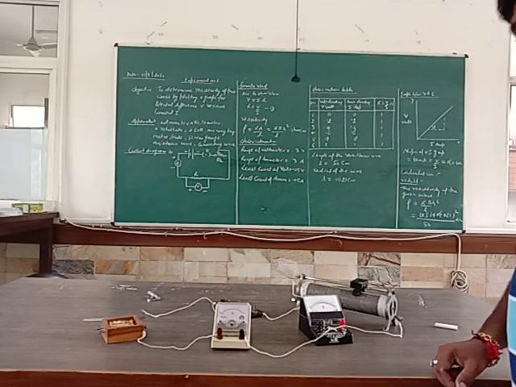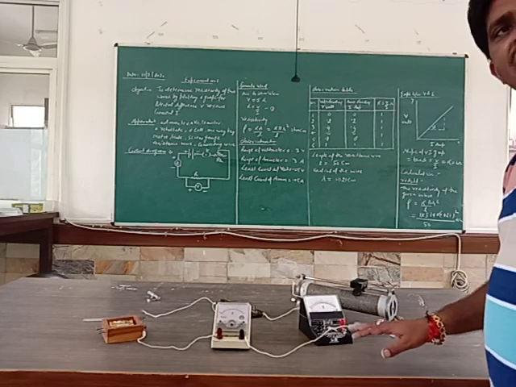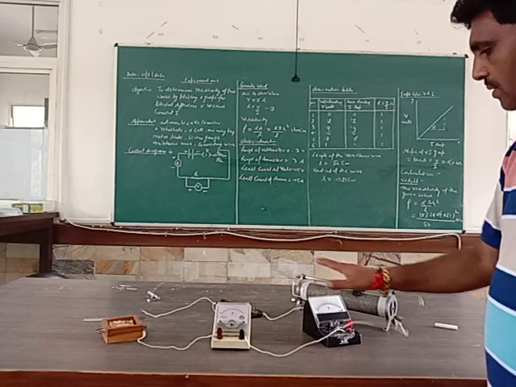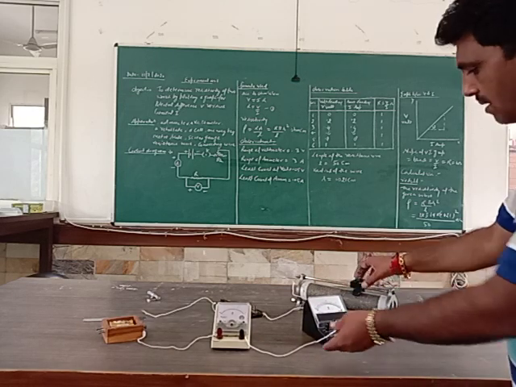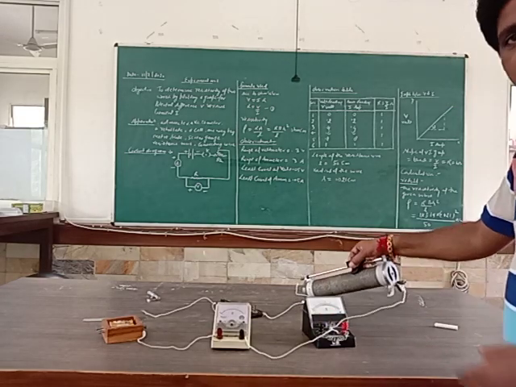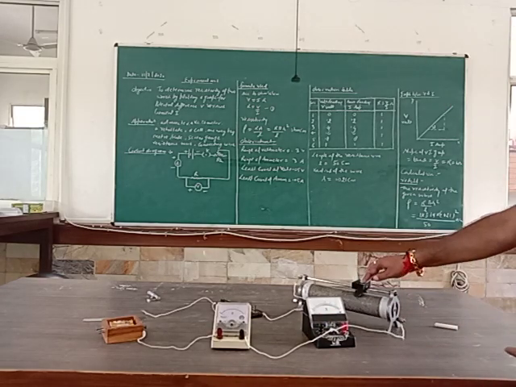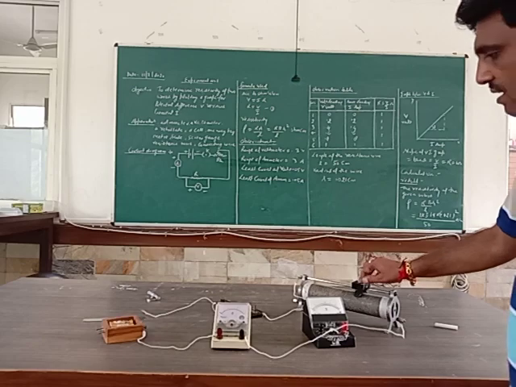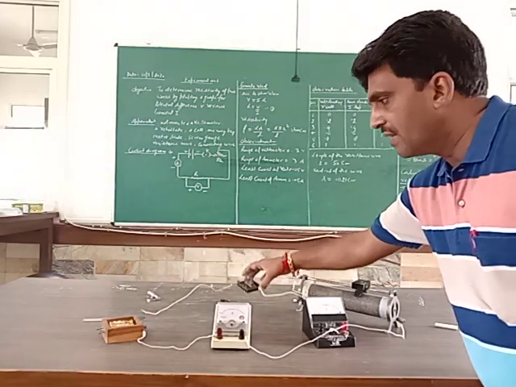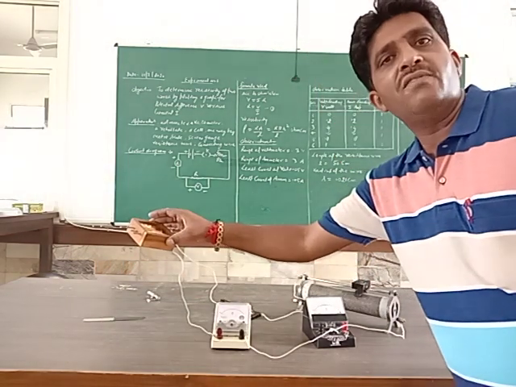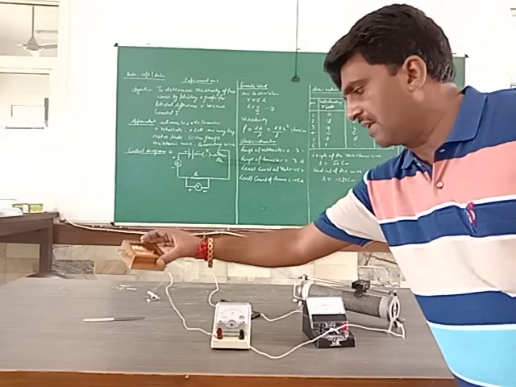Now we will explain the experiment through the circuit diagram and also practically. This is the rheostat, and it is also called a variable resistor. This is the one-way key and this is the cell. We are using two cells, which is also called a battery.